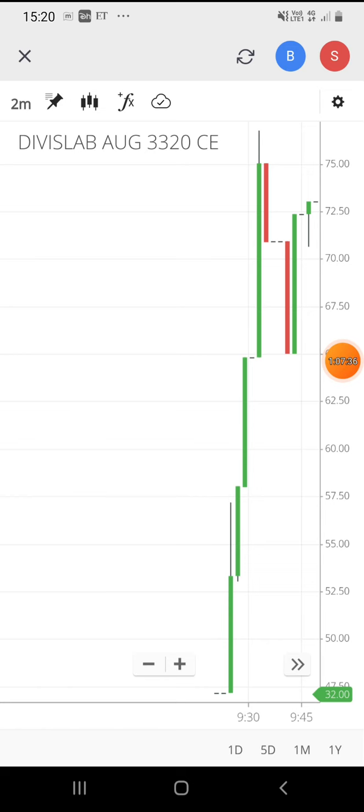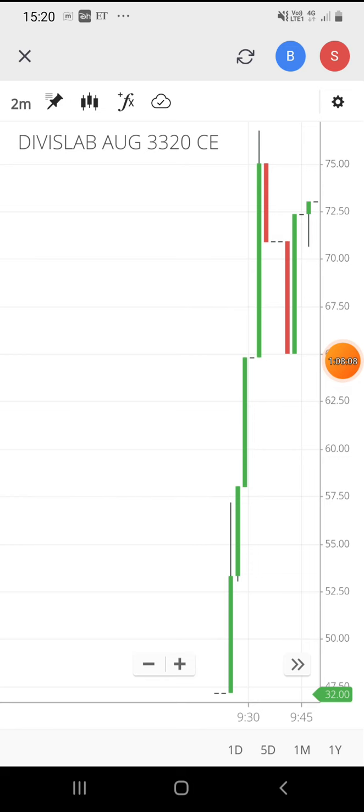Okay, what was the strike? 3,320, which was very near to the real value. So when we are giving the call, you can see that the value was 53. And when we are giving this call, the clients can add it very easily, a matter of seconds. Just type Divis Lab 3320 CE and select.